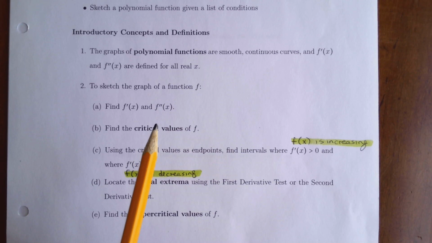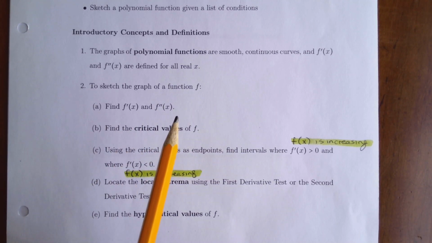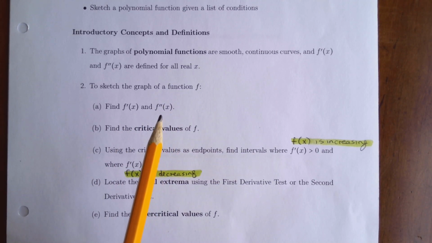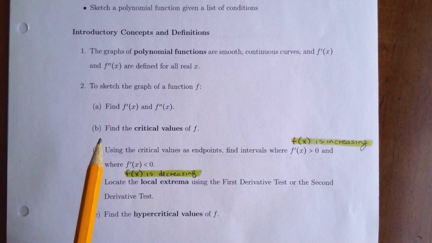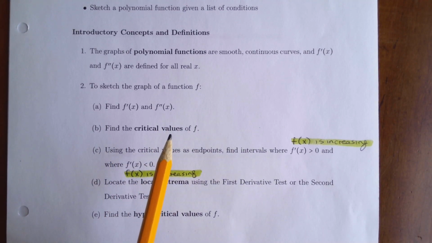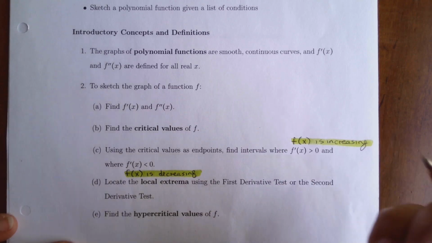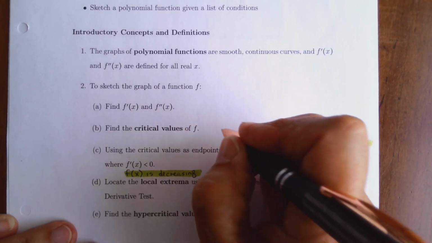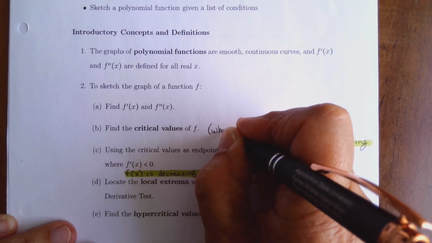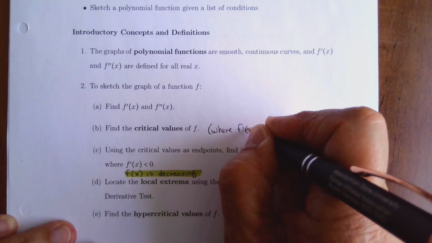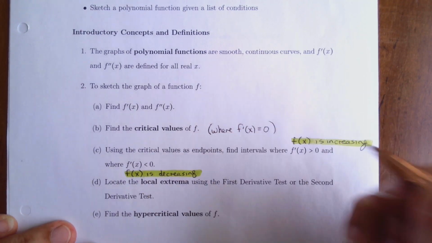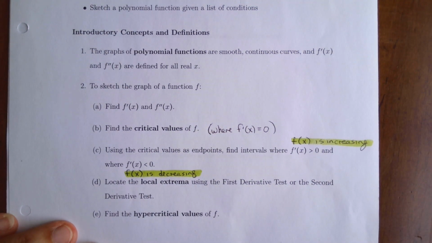First, you're going to find the first and second derivative because you need those two bits of information to find what's coming up next. B, you would find the critical values of the function. And remember, the critical values of the function are where f prime of x equals 0. So put that here, where f prime of x equals 0. We did that in section 4.1.